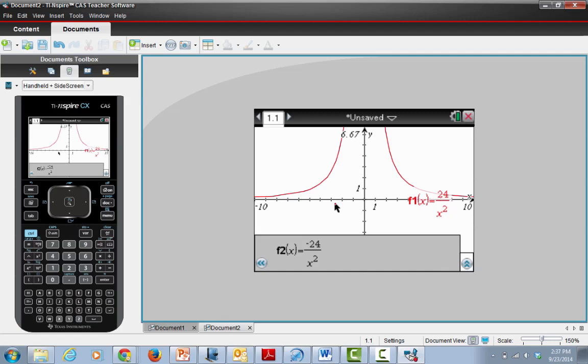All right, the next one says for us to do the same kind of thing, but we are looking at 36 over x squared. So I'm going to graph this one actually on the same one because this one is a little bit higher of a number.